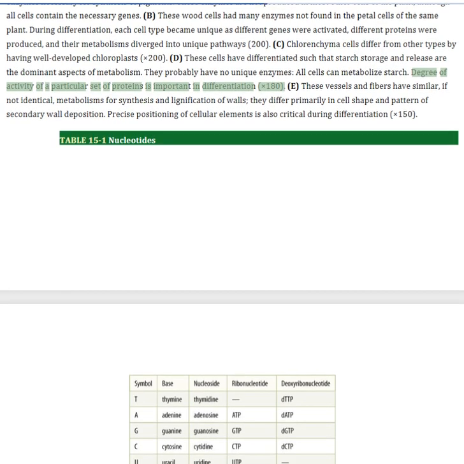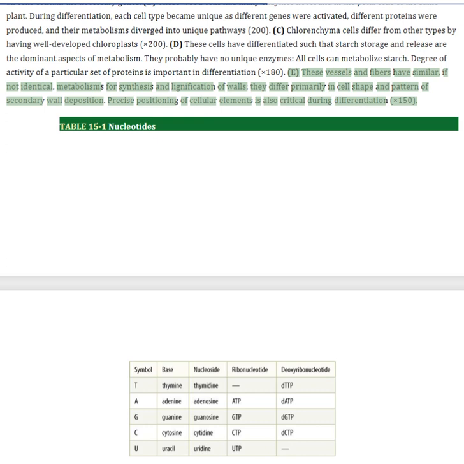Degree of activity of a particular set of proteins is important in differentiation. These vessels and fibers have similar, if not identical, metabolisms for synthesis and lignification of walls. They differ primarily in cell shape and pattern of secondary wall deposition. Precise positioning of cellular elements is also critical during differentiation.